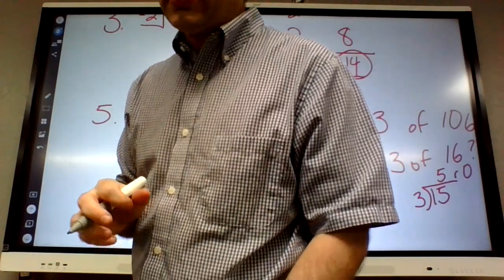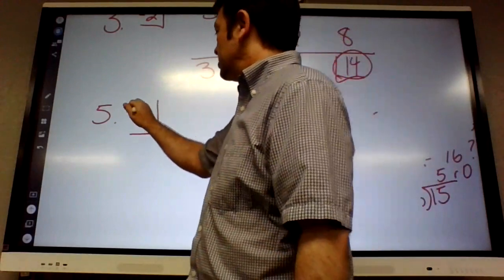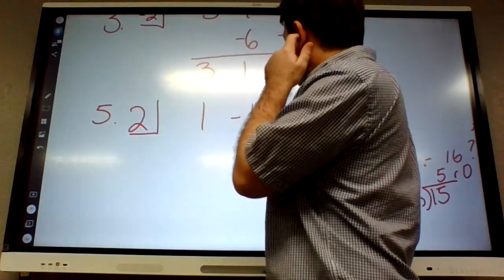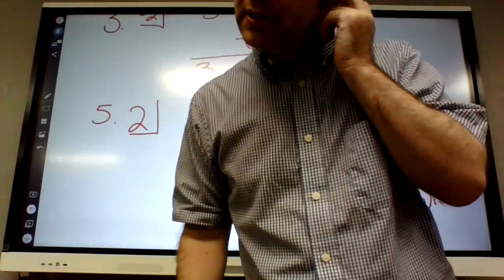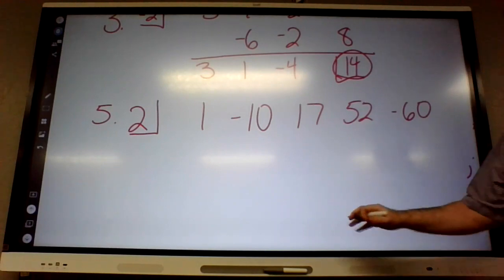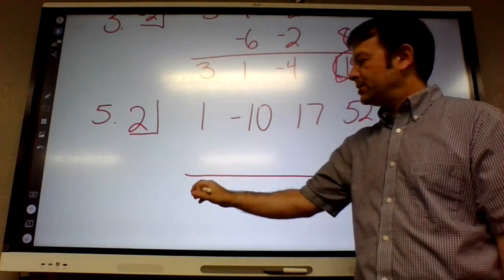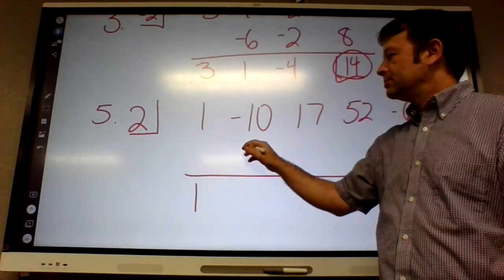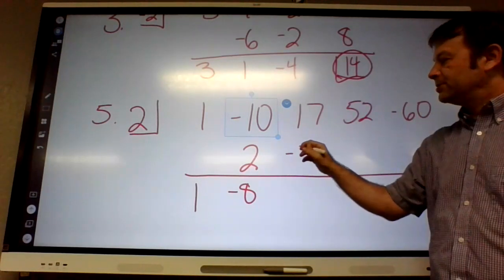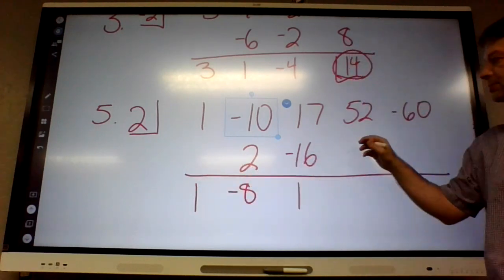Okay, so dividing again. X minus 2, so what am I going to put in the box? 2. And the coefficients for 5 are 1, negative 10, 17, 52, negative 60. It's getting larger. Okay, I'm going to go a little bit faster. Add down 1 plus nothing is 1 times 2. Negative 10 plus 2 times 2. 17 minus 16 times 2.